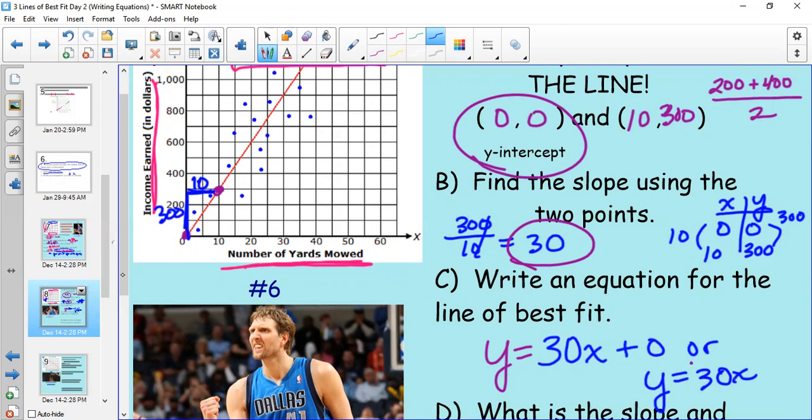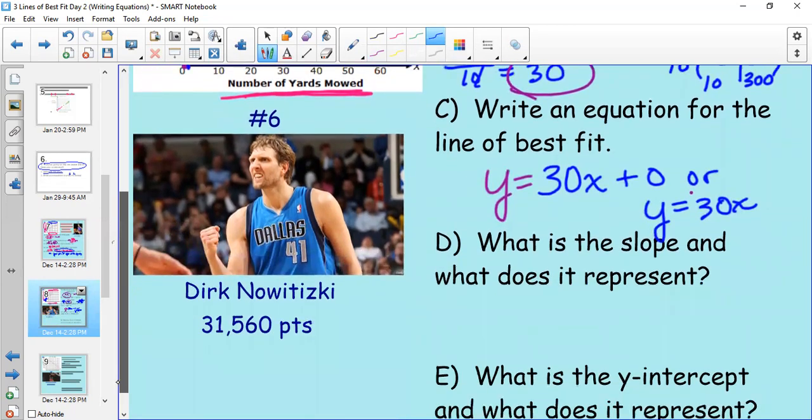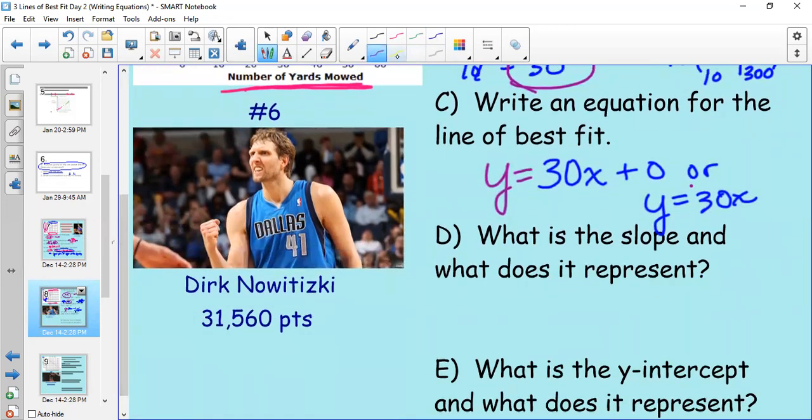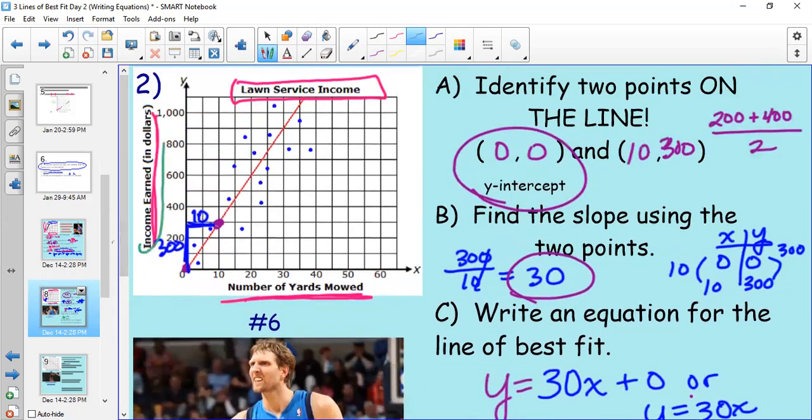Okay, so now let's explain what this means. So our slope was 30. Again, a lot of times we'll write it as a fraction. And it's rise over run. So look at your axis that's rising. That is $30.